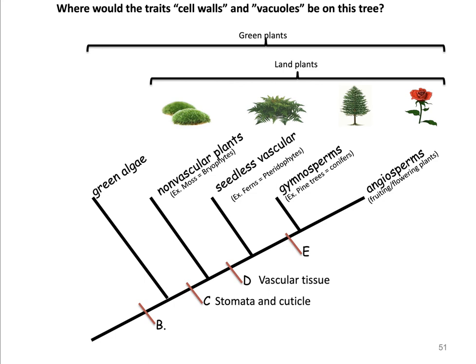And where would the traits cell walls and vacuoles be on this tree? All right. If you said B, you are correct. So cell walls and vacuoles are traits that all green plants have, including the green algae.